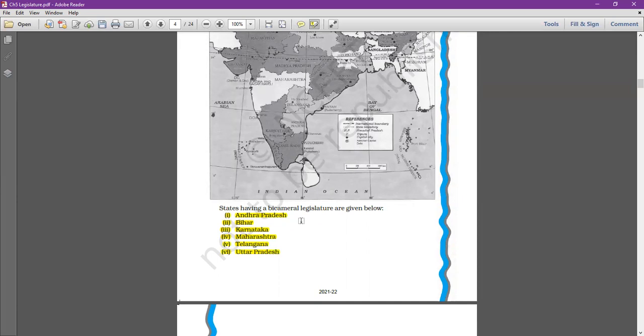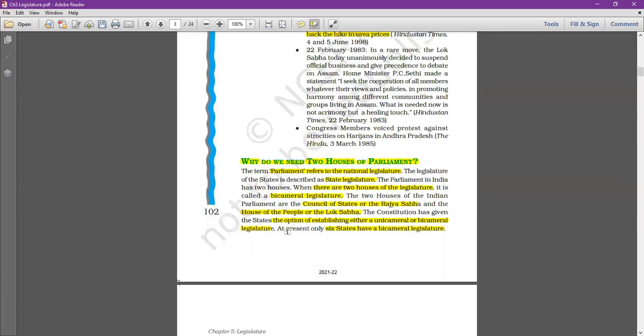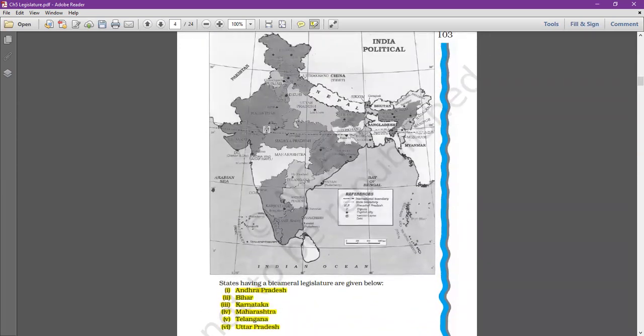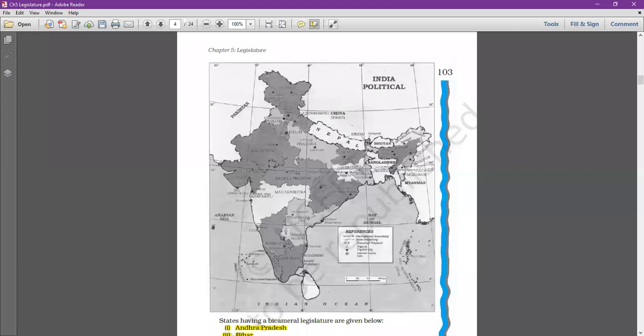These are the 6 states where we have a legislative council as well as a legislative assembly. Apart from that, other states have a legislative assembly only. Now, here you can see the map of India. As you all know, Jammu and Kashmir also earlier had a legislative council, but after the revocation of Article 370, Jammu and Kashmir and Ladakh were bifurcated and converted into Union Territories.